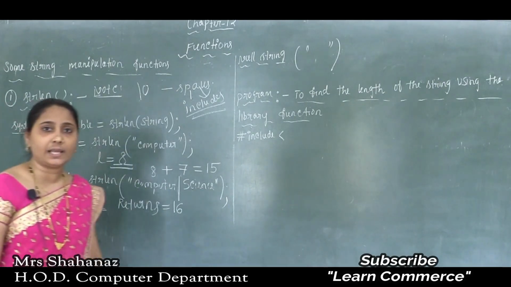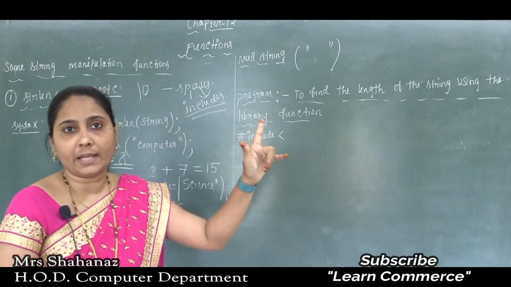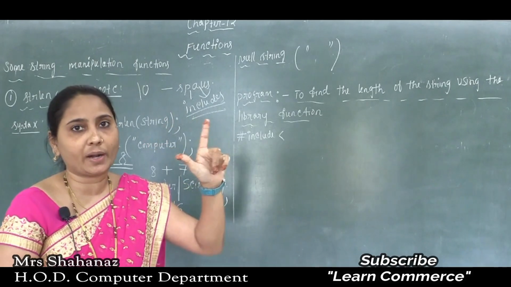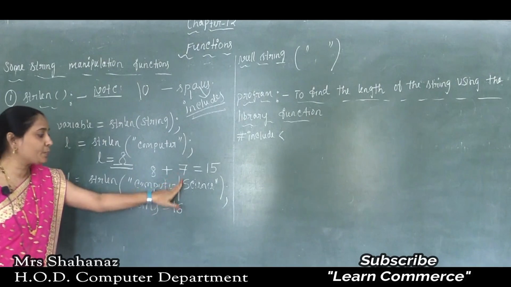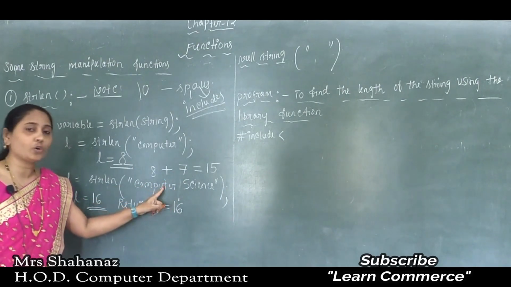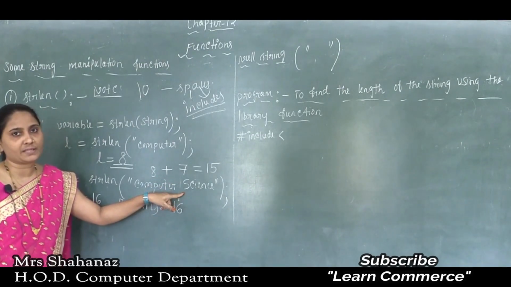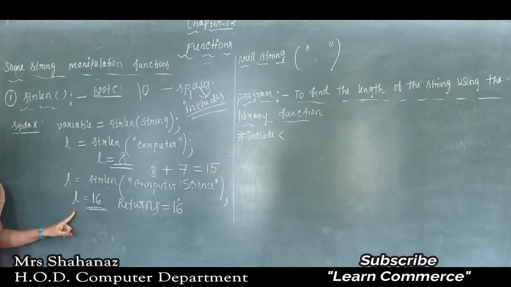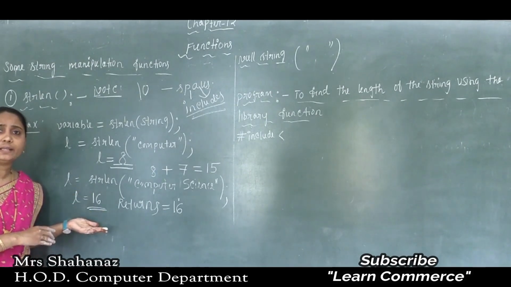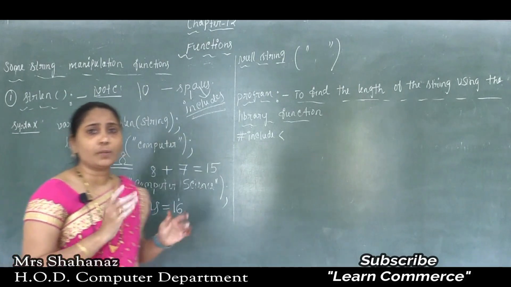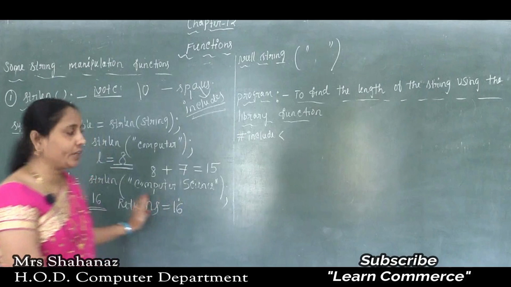Understood how 16? Because computer has 8 characters and science has 7 characters. When you add 8 and 7, it is 15. Now we also need to include the space. Clear this point here? Because when we write computer science we use a space, so it includes the space. So the length of the characters is equal to 16. If you are not counting the space, it returns 15 only. So this is the most important note about strlen. Clear this one?